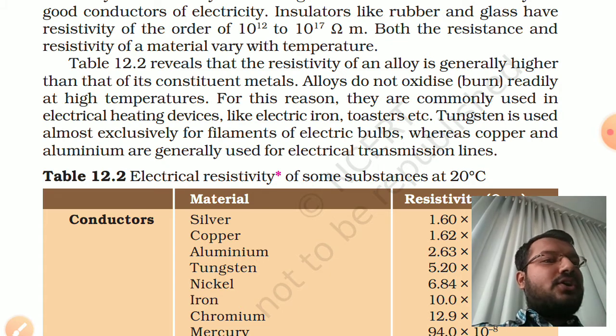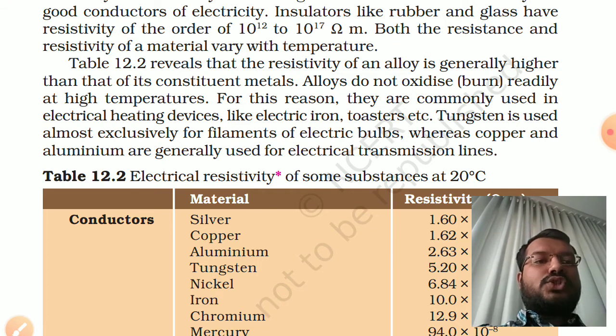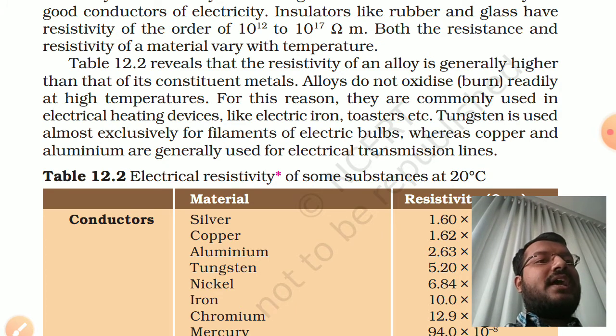It will not melt. Okay, tungsten is used almost exclusively for filaments of electric bulbs, whereas copper and aluminum are generally used for electrical transmission lines. See, the resistivity of alloys is high, so they will pass less current. So we cannot make our electrical wire with those alloy materials. For that we use normal metals like copper and aluminum.